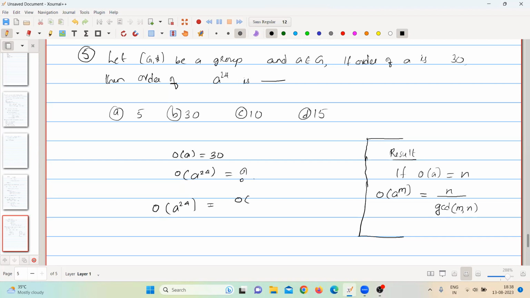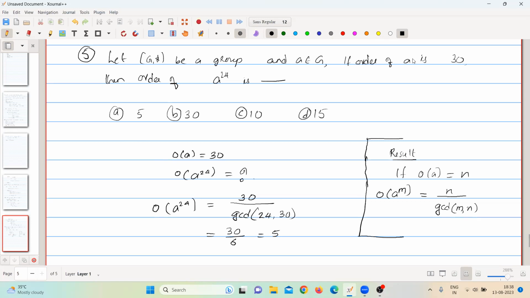So you can go to the lecture and see how it comes. Here the order of a is given as 30, so n is 30. We need to find the order of a power m, so we should take the GCD of m and n. Here m equals 24, so the GCD of 24 and 30 is 6. So the answer is 30 by 6 equal to 5.